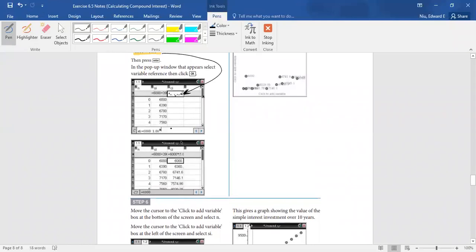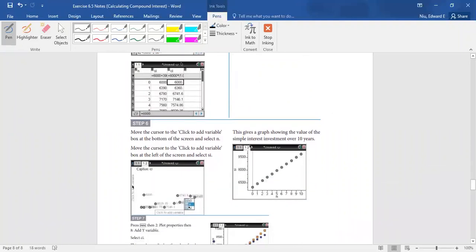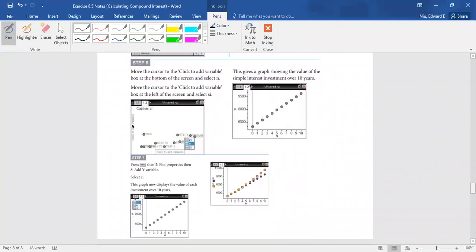So the N is obviously going to be down the bottom. You choose N to be the bottom variable and you choose SI to find the simple interest. If you press menu 2.8, you can plot over it and add CI, which is compound interest. And you can see the compound interest is actually in a bit of a curve.